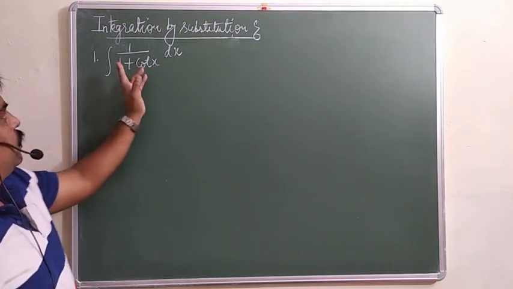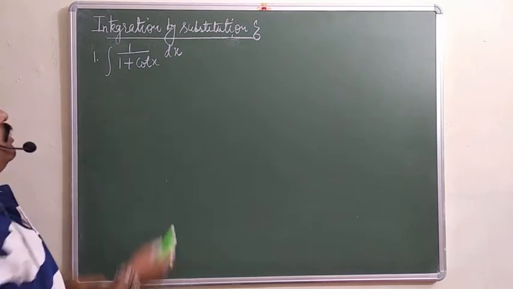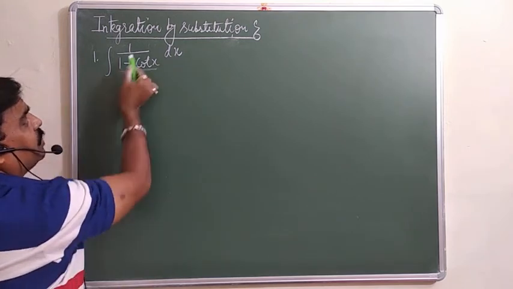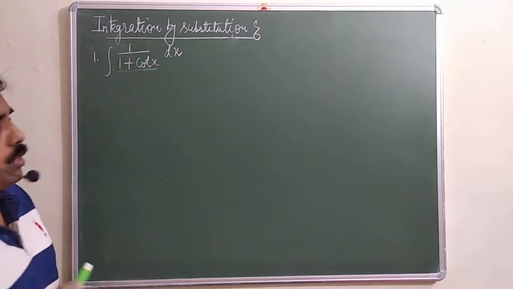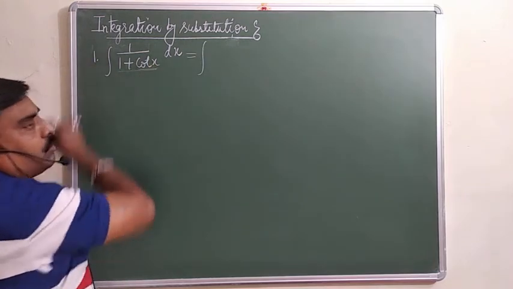Yes, now the question is you have to find the antiderivative of 1 over 1 plus cot x dx. Now here you cannot assume this one, you cannot assume 1 plus cot x because the derivative of this one is not given here only. So what should we do? You have only one option. You are supposed to break this cot x.